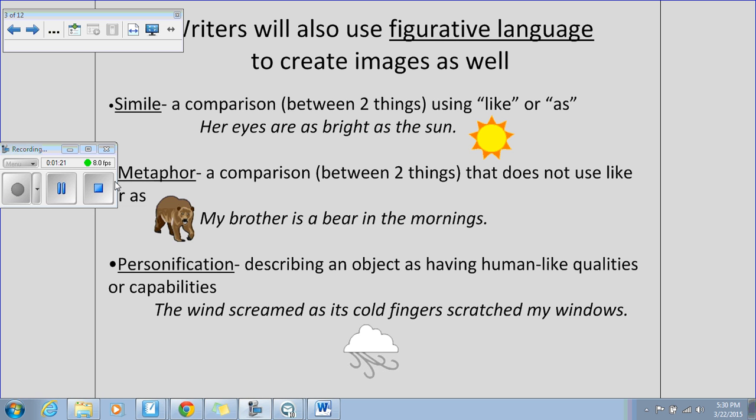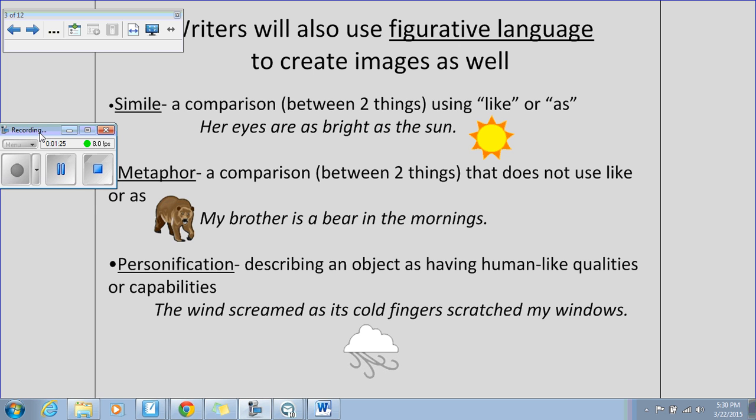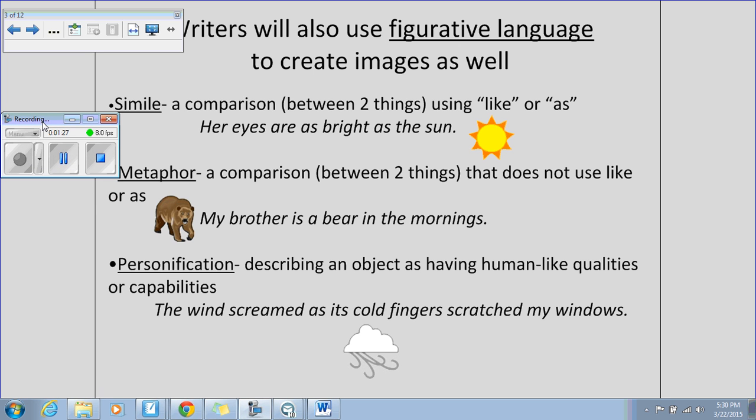Another type is a metaphor. A metaphor is a comparison between two things that does not use like or as. My brother is a bear in the mornings. They're comparing brother and bear, but not using like or as.